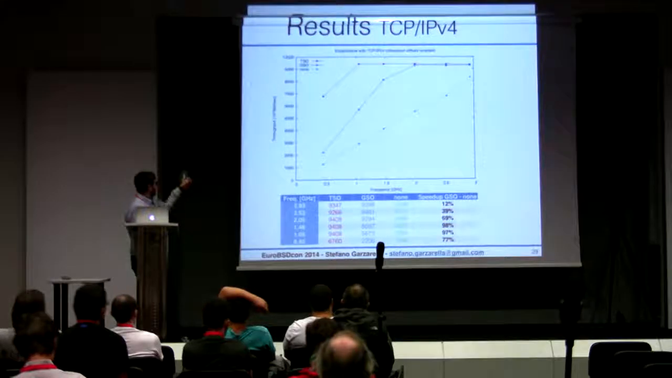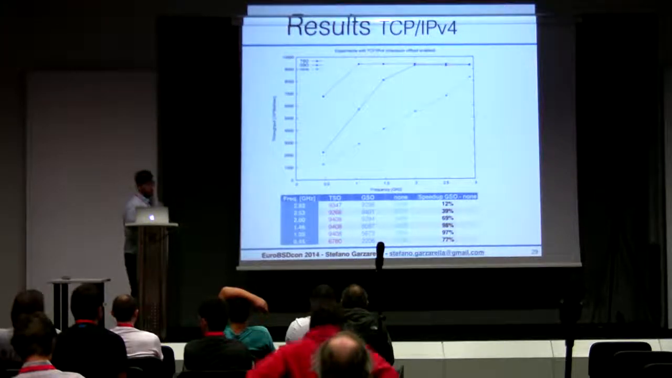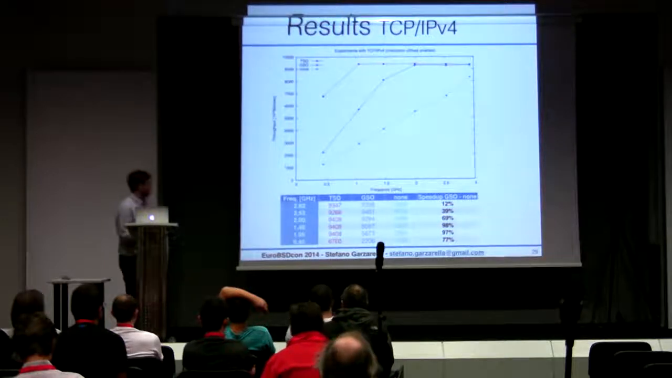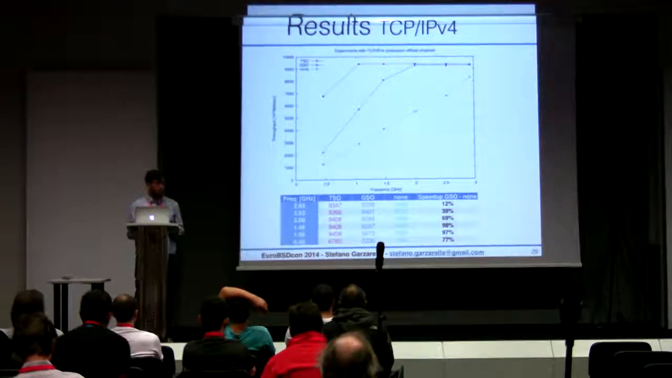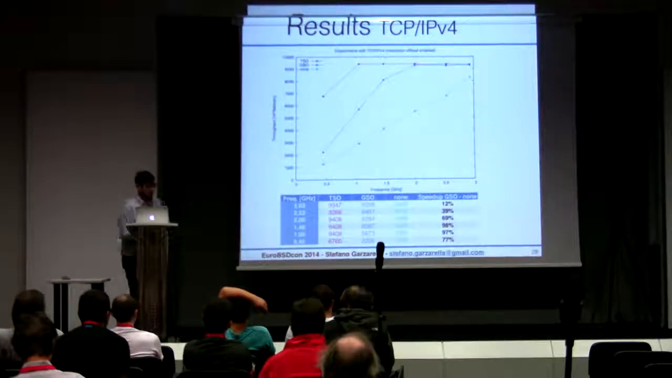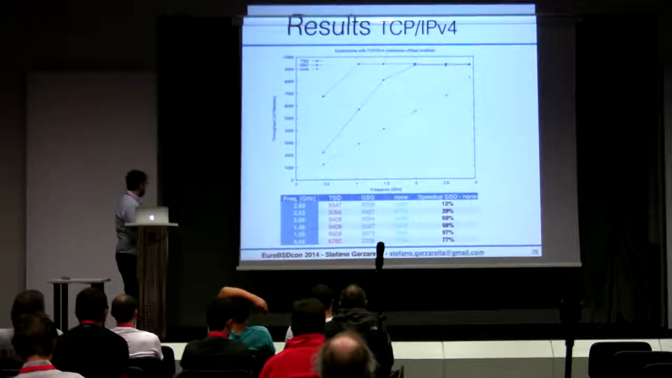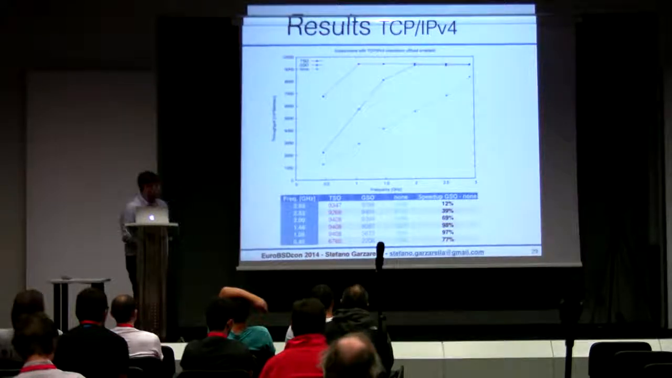The red curve is obtained with the hardware TSO. The blue curve is obtained with GSO software. And the green curve is without any segmentation offloading. We performed an experiment by scaling the frequency of the CPU because, as you can see from the graph, at high frequency the 10 gigabit link becomes the bottleneck. From the graph, we can see at 2 gigahertz the GSO saturates the link, and from the table at 1.5 gigahertz the GSO is almost twice as fast as without offloading.